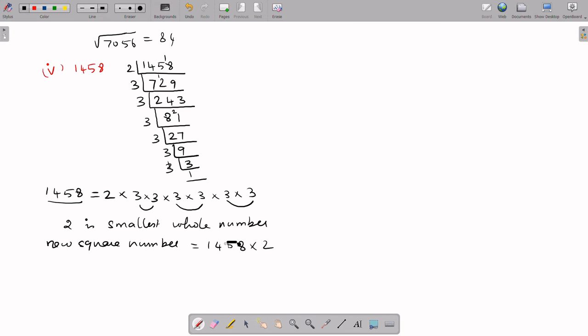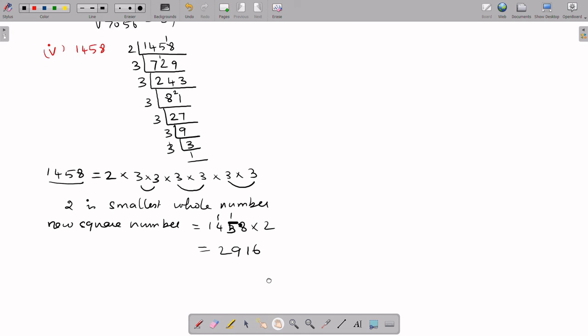by 2. Okay, so 8 2s are 16, and remaining you have 1. 5 2s are 10. 10 plus 1 is 11, and here you have 1. 4 2s are 8. 8 plus 1 is 9, and then 1 2s are 2. So 2916 is the required new square number.